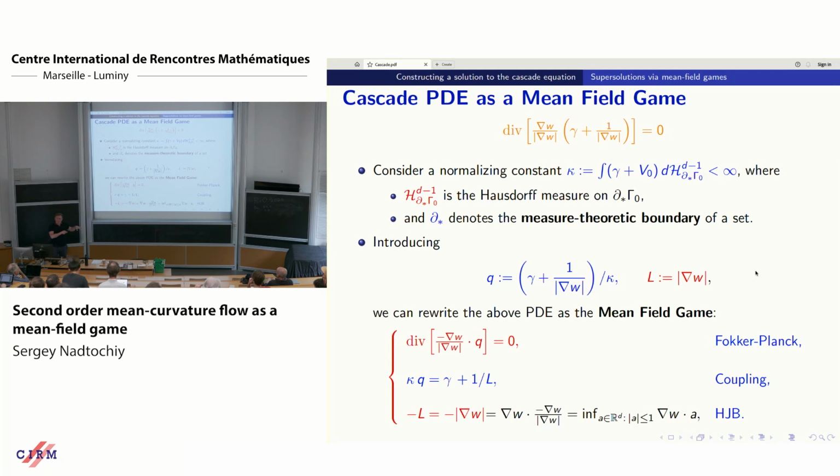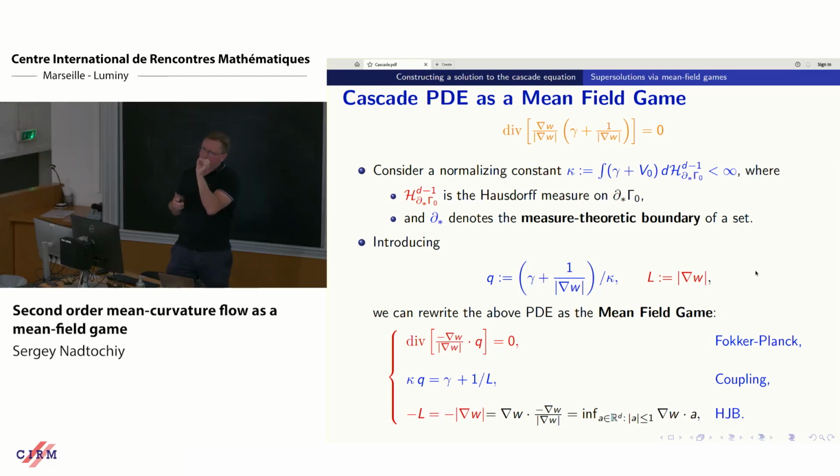So in the remainder of my talk, we will use methods from geometric measure theory. In that theory, there is a notion of a measure theoretic boundary. Roughly speaking, a point is on this measure theoretic boundary if for any small ball, you have a non-zero fraction of points inside the domain and outside the domain in that ball.